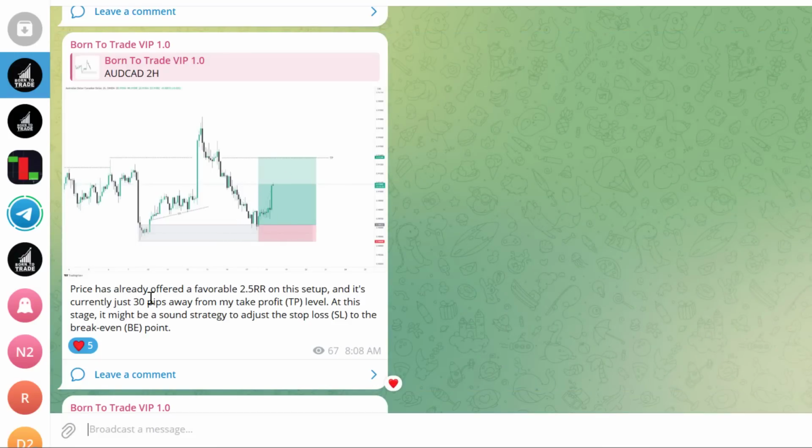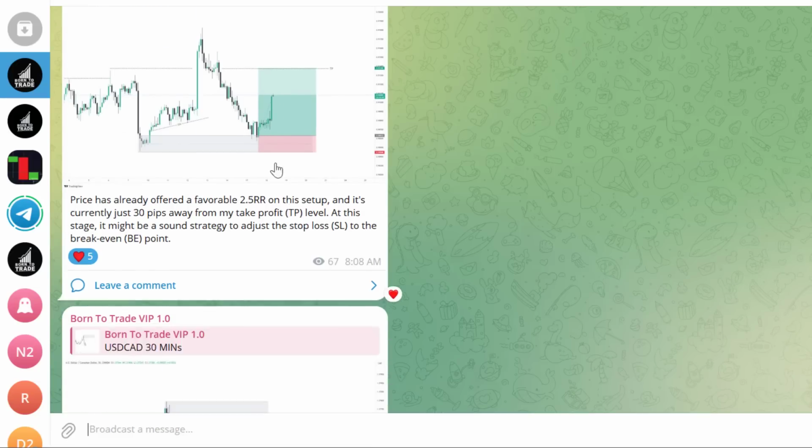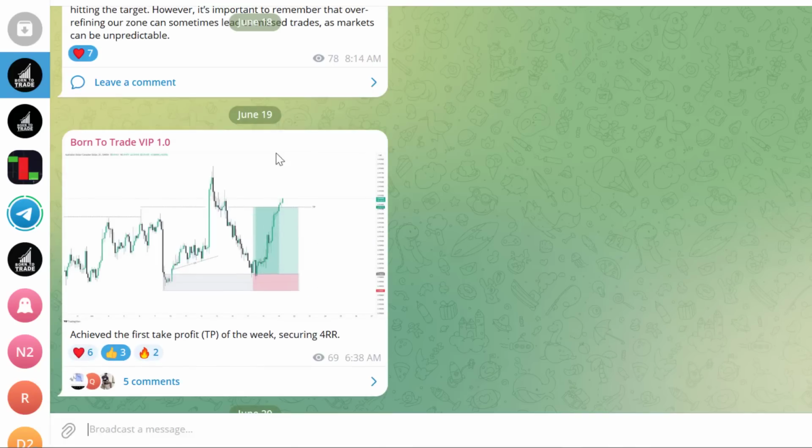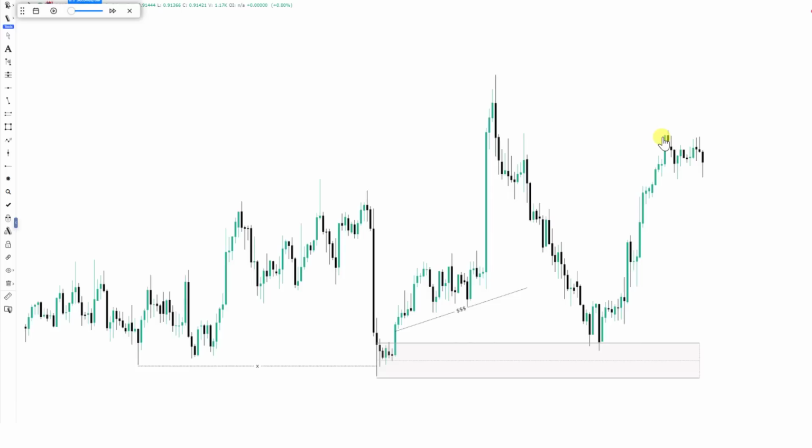Price had already run for about 2 hours on this setup, and it was just 30 pips away from our take profit. I was telling them to move their stop loss to break even at this particular area, and the thing is that price finally hit our target. It was at this particular area that price hit our take profit. We actually got involved, and as always, I secured 4 hours at this particular area. Have a general understanding of liquidity and inducement areas in the markets. So I hope this lesson makes sense to you.